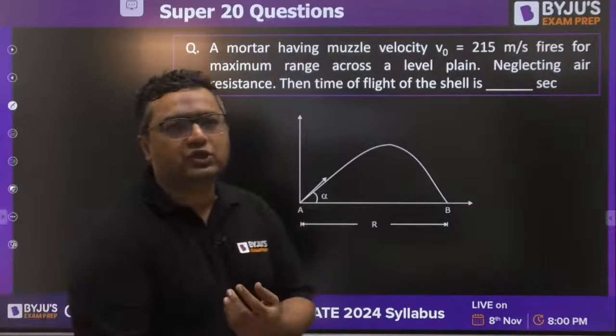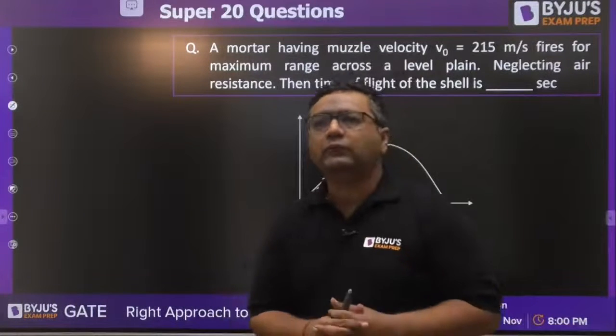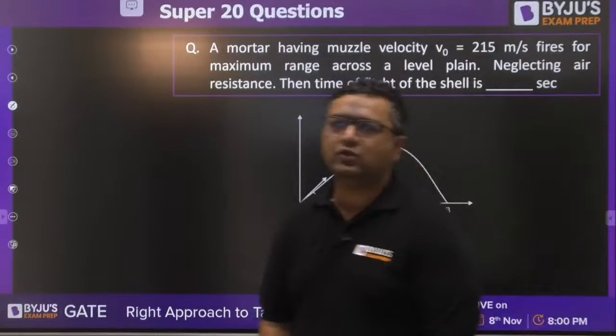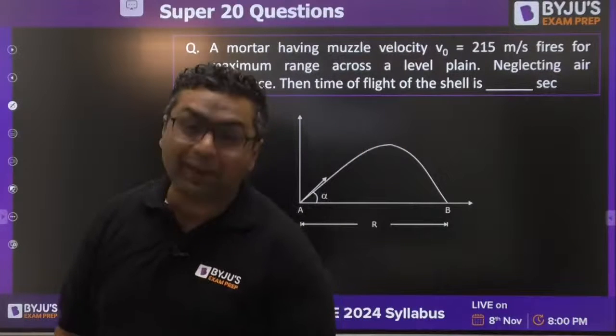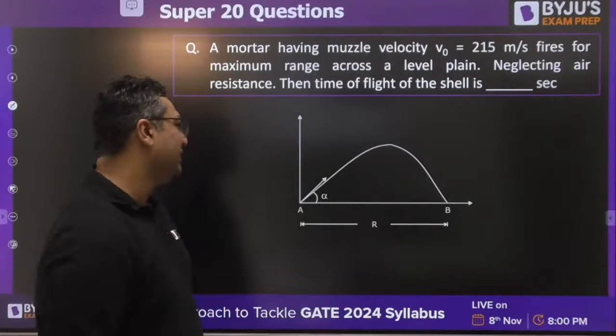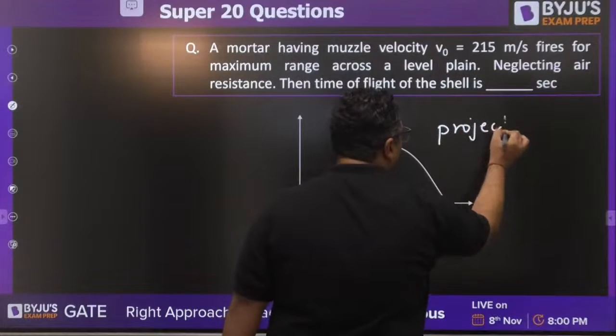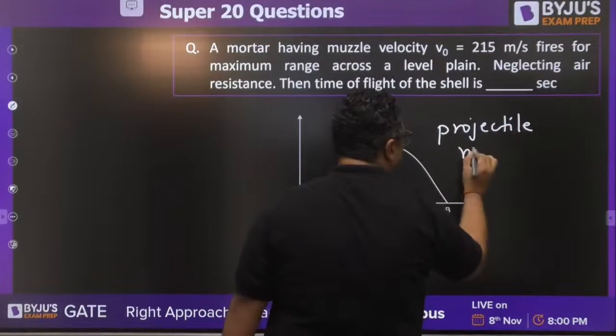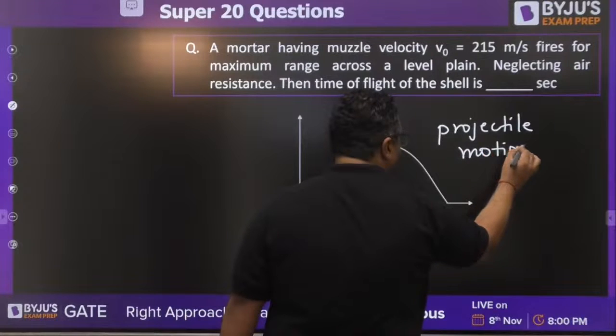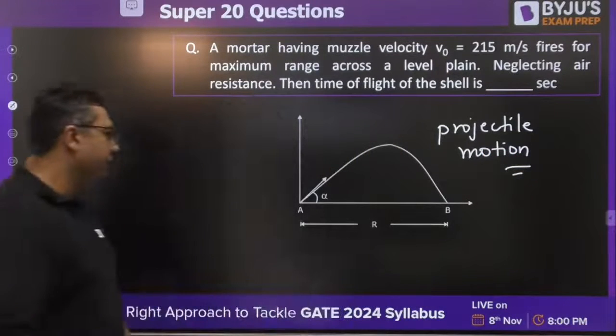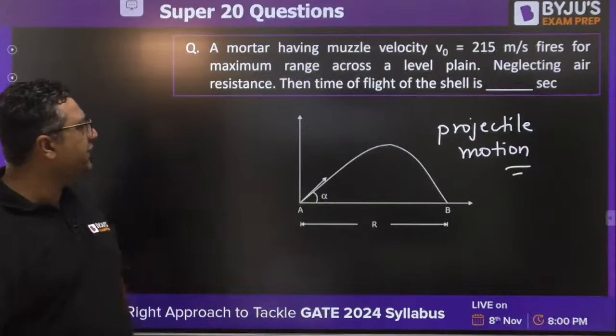Moving to the next question from parabola. Sorry, not parabola. It is from projectile motion. So solve it, guys. Here they have given you the alpha, R is the range.